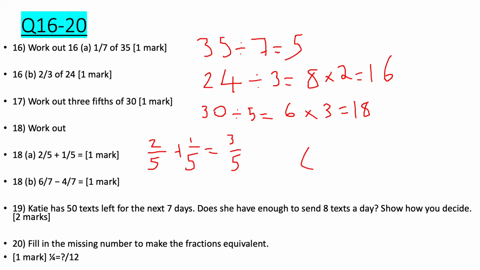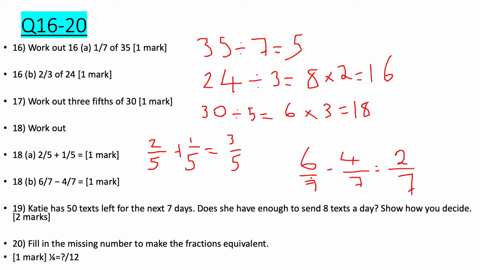Part B, 6/7 subtract 4/7. Well, again, it's the same rule here, that when I subtract with the same denominators, i.e. the same bottom numbers, then all I do is subtract the numerators. So 6 take away 4 is equal to 2, guys.